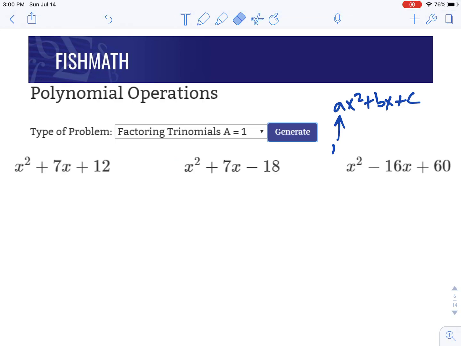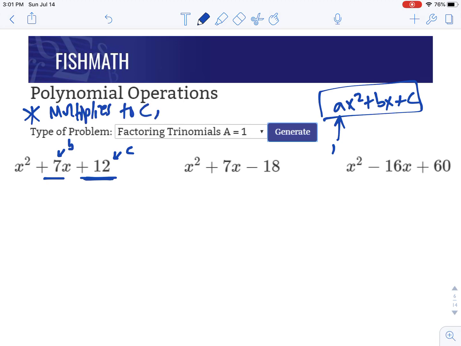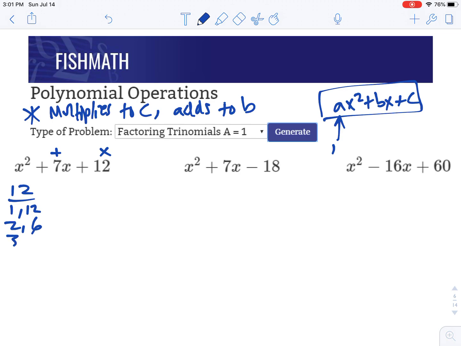Okay, so the way we do this is we have to look at what multiplies to our c number and adds to our b. So the 12 is going to be c, and b is 7, again from this form right here. So you want to remember multiplies to c, adds to b. So we want to multiply to the 12, and we want to add to the 7. So I need two numbers that multiply to 12 and add to 7. If you need help, you can always just write down all the factors of 12. So 1 and 12, 2 and 6, 3 and 4, and that's it. So which two of those add to 7?